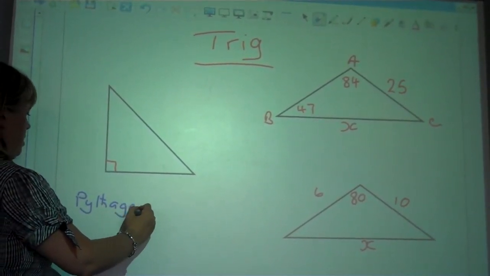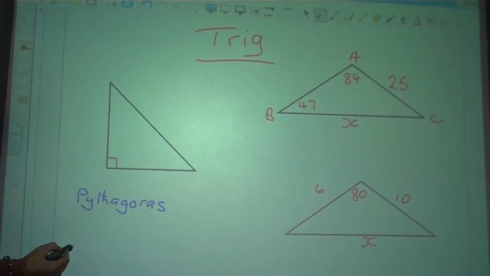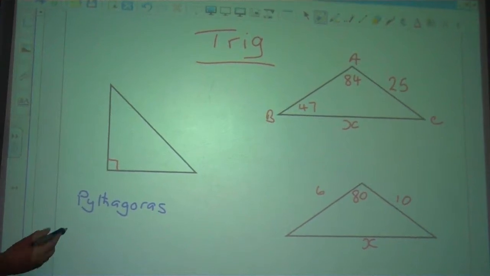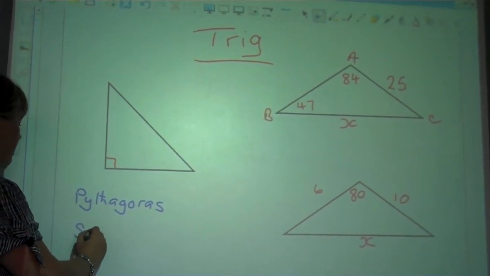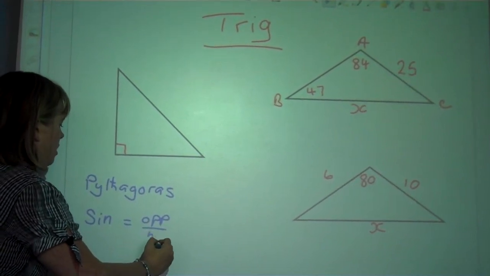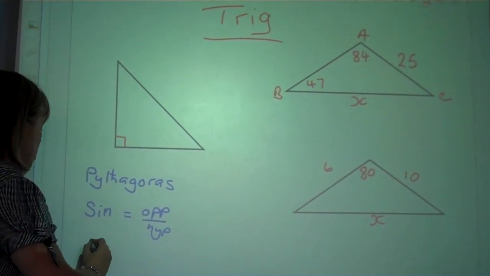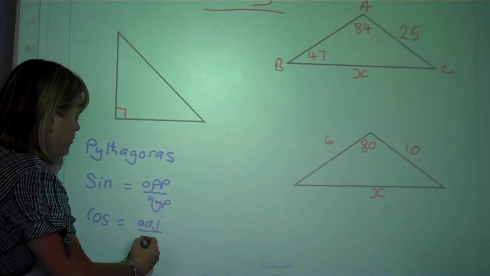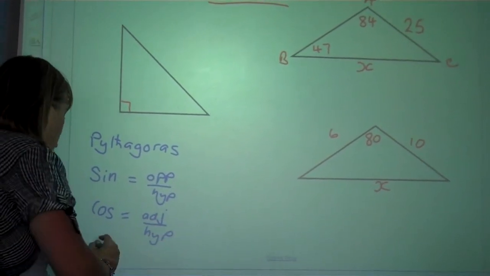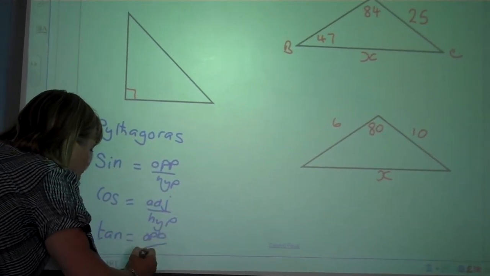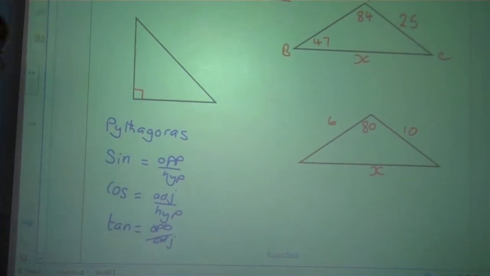Pythagoras, if you've got two of the sides and you're asked to find the third side, or it's going to be one of the trig ratios, so sine, which is opposite over hypotenuse, cosine, which is adjacent over hypotenuse, or tan, which is opposite over adjacent.